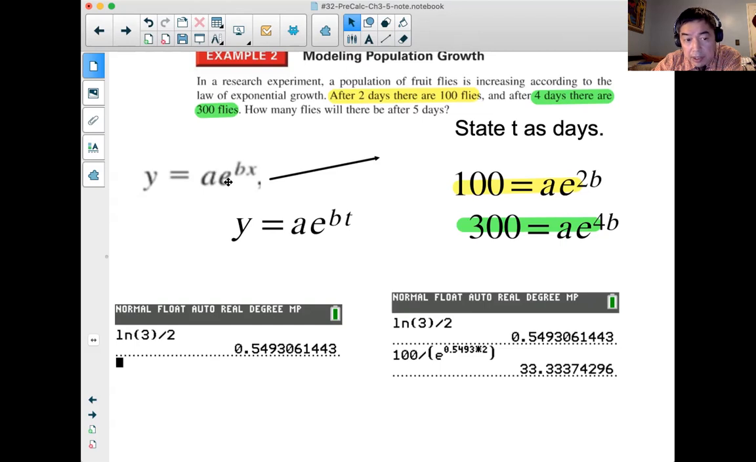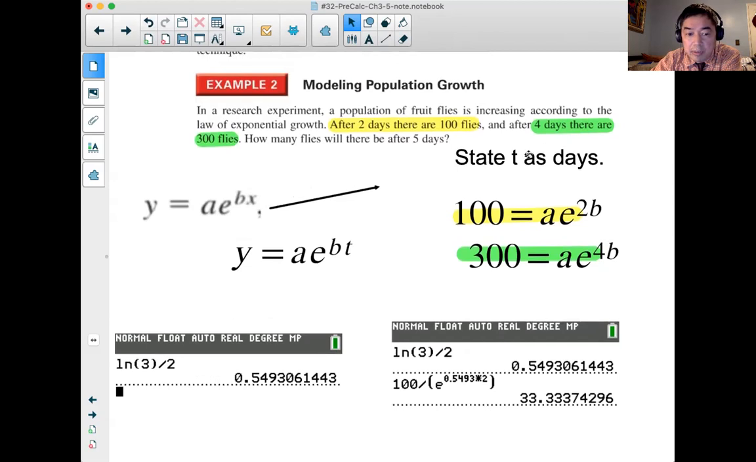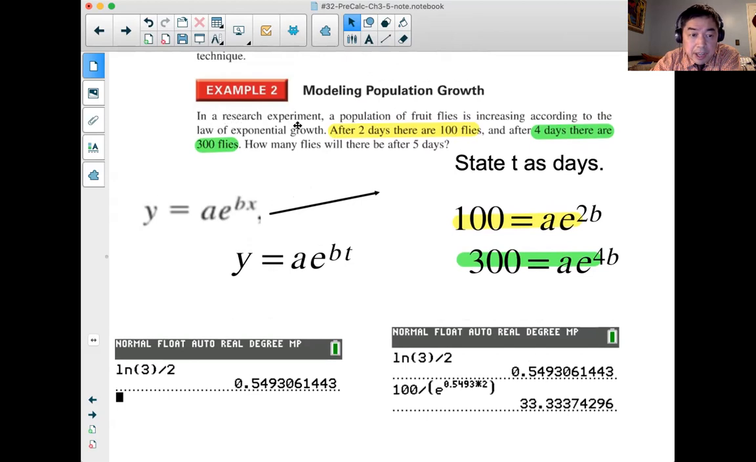So e is the natural base e, so you can consider that a constant. It's not a variable. So everything else looks like a variable, but that's one thing you can determine here, the time. Okay, so in a research experiment, the population of the fruit flies is increasing according to the law of exponential growth. After 2 days, there are 100 flies. After 4 days, there are 300 flies. How many flies will there be after 5 days?